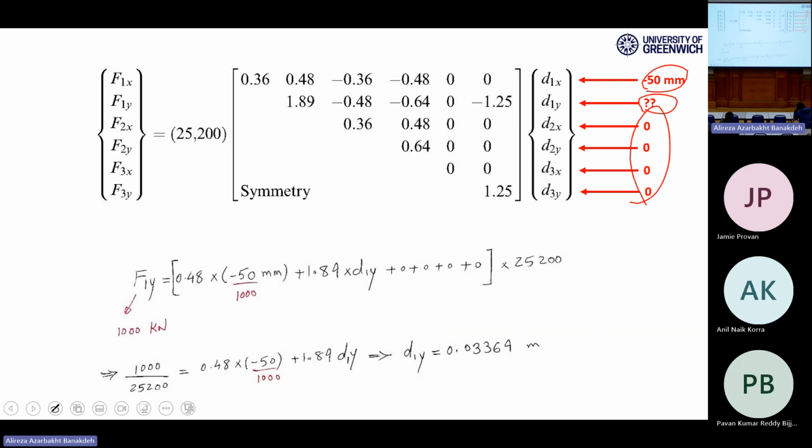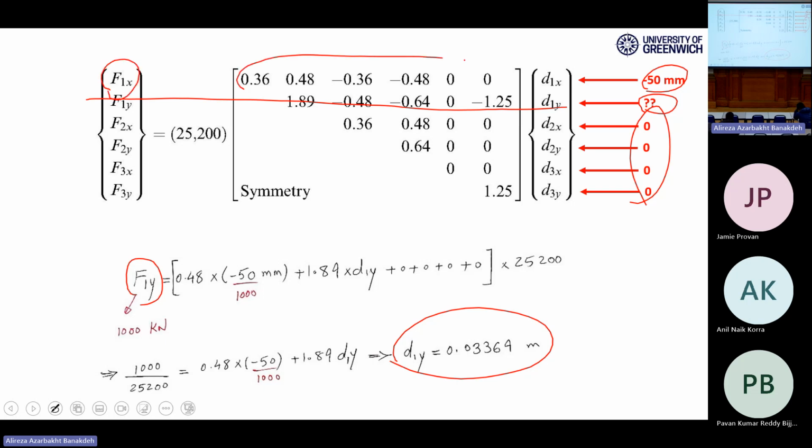So we got the benefit of this equation, the second one, to calculate d1y. But if you get the benefit of the other equations like 1, 3, 4, 5, 6, you can calculate the support reactions. This is just calculating the delta 1y. But for example, for the first equation, f1x is this line multiplied by this vector, which means you have everything in the right-hand side, don't you?